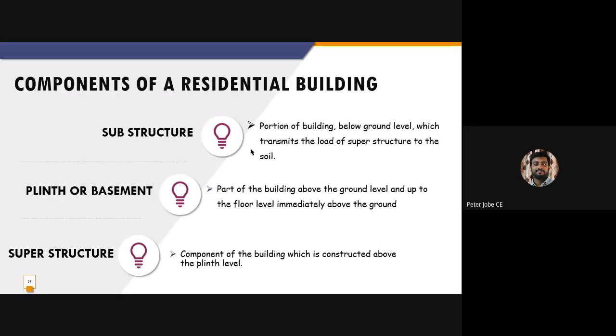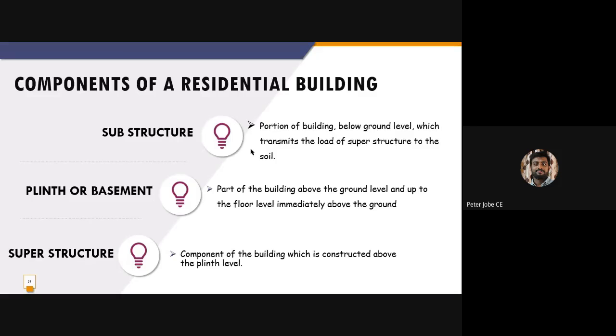So the basic objective of constructing a substructure is to transmit the load of the superstructure to the soil. What all loads can act on the superstructure? Basically, the dead weight of that superstructure. That means the weight of the bricks, cement, concrete walls, concrete beams, slabs, everything will act.